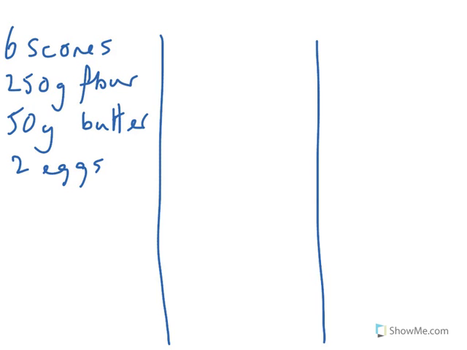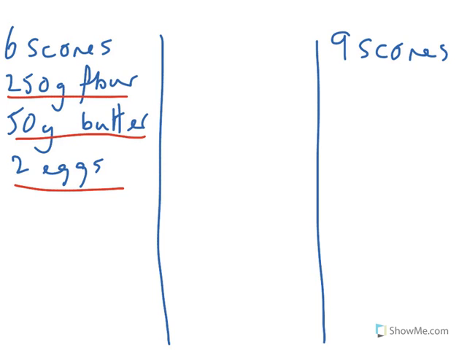Okay, so what the question might say is, to make 6 scones you need 250 grams of flour, you need 50 grams of butter, and you need 2 eggs. So they've given you that information, and they might ask you to work out how much you need for 9 scones. So we've got to work out how much ingredients you need for 9 scones.